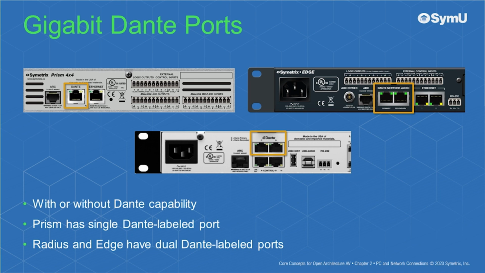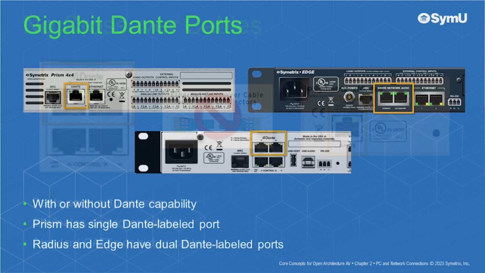Whether or not a Dante clock card is included, Prism DSPs have a single Dante-labeled port on the rear panel. Radius and Edge have dual Dante-labeled ports that can be programmed for either switched or redundant operation on Dante-enabled units. Please note that ports on non-Dante-enabled units will be indicated when the DSP leaves the factory. Dante clock cards can be purchased and field installed later if necessary.